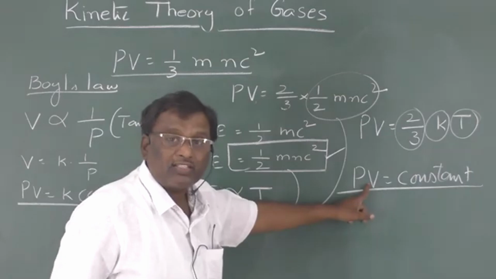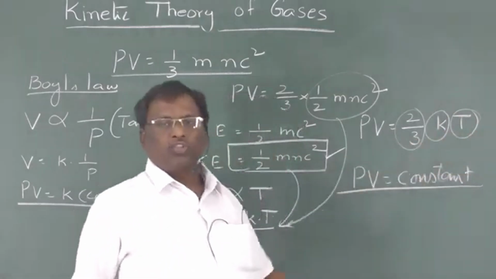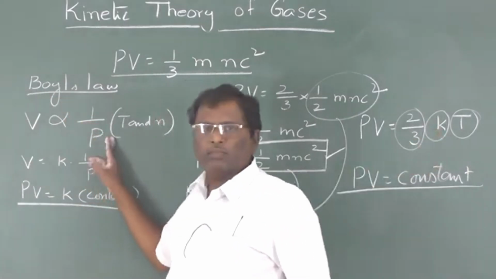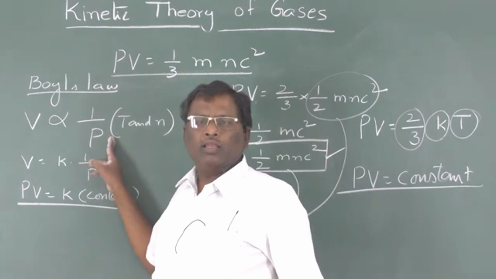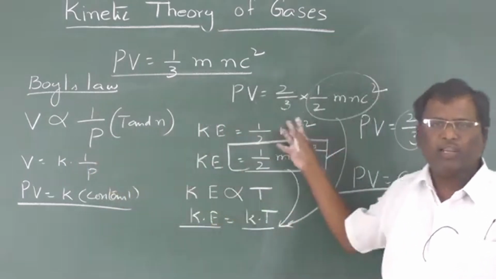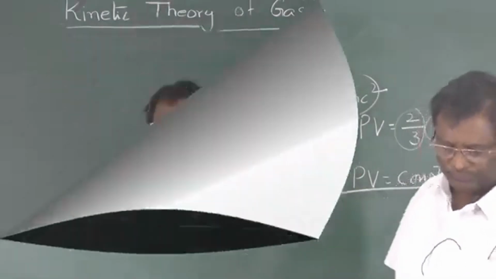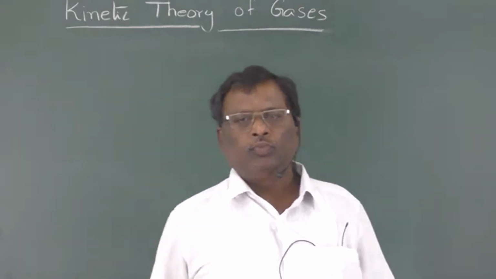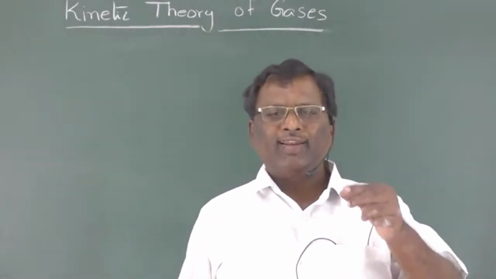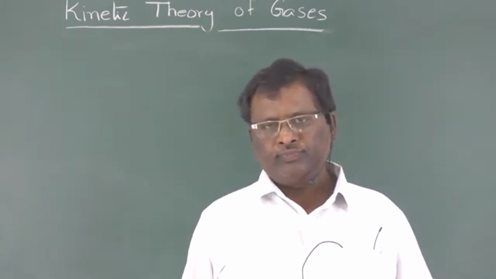When is PV equal to constant? When temperature is constant. So when temperature is constant, PV is constant. It is nothing but Boyle's law. So we have proved Boyle's law with the help of the kinetic gas equation. Next task is proving Charles' law with the help of kinetic gas equation.